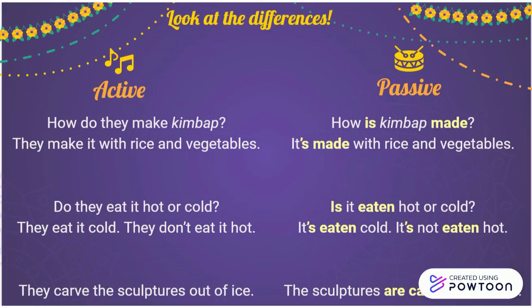Let's take a look at these examples. You can see in the active sentences, we give emphasis to the doer, to the subject. However, in the passive voice, we give emphasis to the action, the object, right? So the doer is not important here. Remember, we use the verb to be and the past participle all the time.